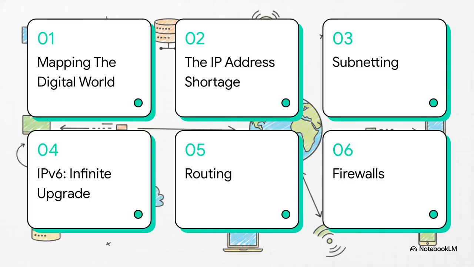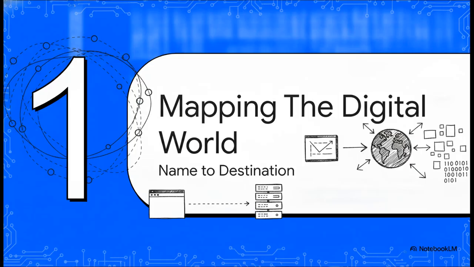Here's our roadmap for this explainer. We'll quickly run through 1. Mapping the digital world, 2. The IP address shortage, 3. Subnetting, dividing the network, 4. IPv6, the infinite upgrade, 5. Routing, directing the traffic, and wrap up with 6. Firewalls, securing the perimeter. All right, let's kick things off with Section 1, Mapping the Digital World.